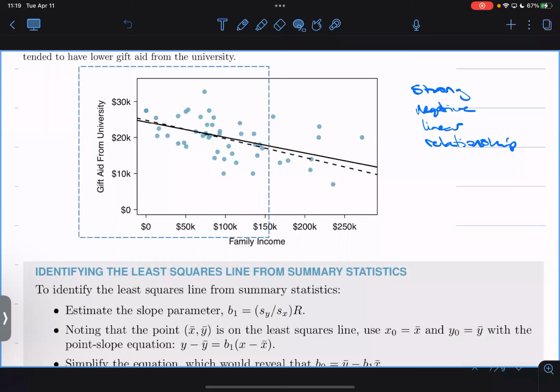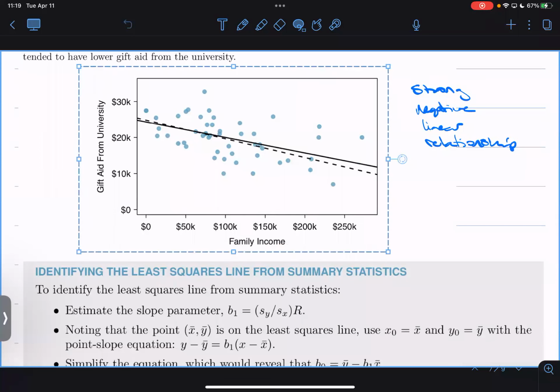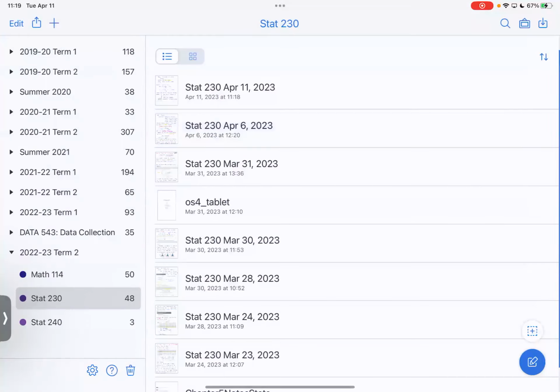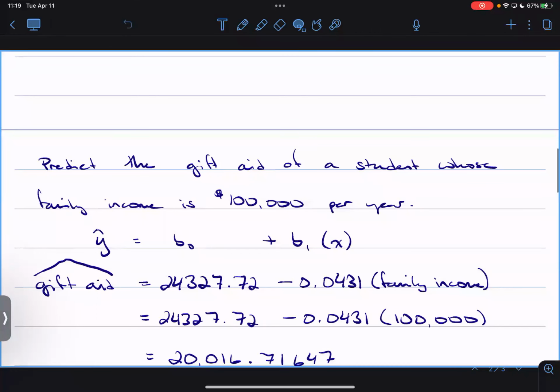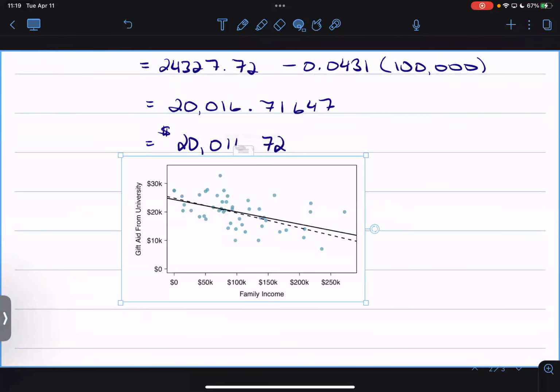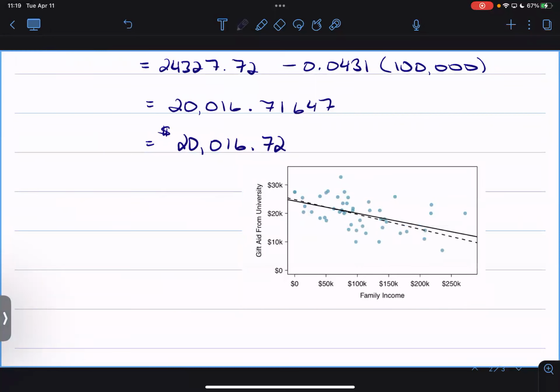So here, let me grab this and bring it in, because that's exactly what we've done, right? We put in X equals 100,000. And then on this line, it puts us at 20,016.72 at Y. So the line is the predicted value.